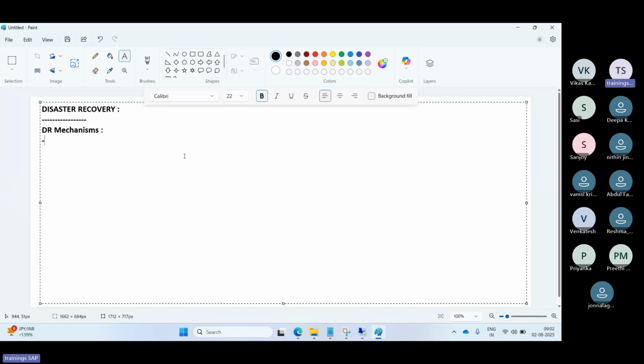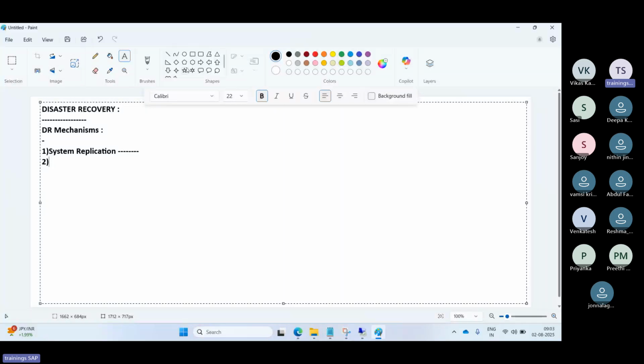One DR mechanism is storage system replication, replicating the entire system using the primary, secondary, and one DR remote site. Using the replication mode, we can replicate the data. The second one is asynchronous replication, where the secondary DR site receives the log shipping with some delay.